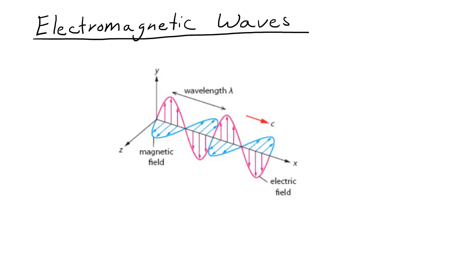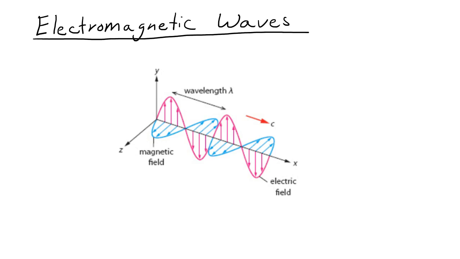This video is going to be about electromagnetic waves. Electromagnetic waves are unique from mechanical waves in the fact that they can travel through a vacuum, so they don't need a media to propagate. The way they do propagate is by oscillating electric fields and oscillating magnetic fields. These are shown in the diagram here.